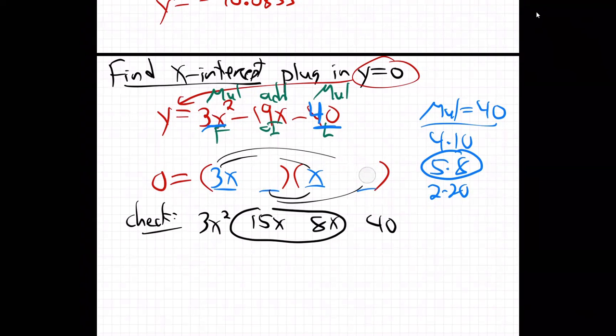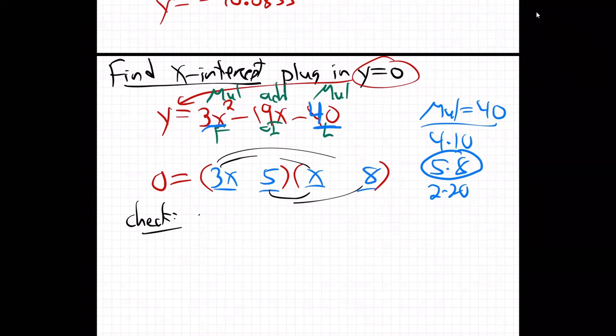You just got to check it. There's no getting around it. You have to check it and then switch the order, check it again. Now, this might not work. It turns out it will work. But if this didn't work, then I would go on and try the 4 and the 10 next. And try that in both orders, right? That's why these are tedious. You just got to keep trying things until it works.